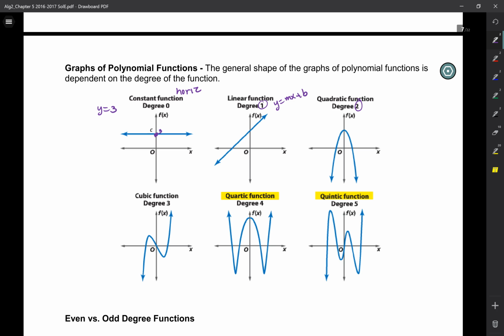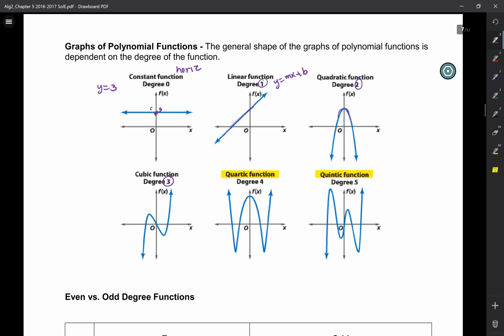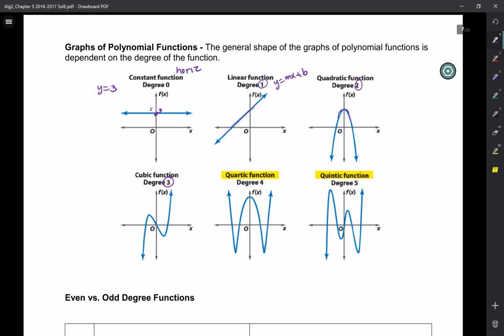Now, what if you have a cubic function with a degree of 3? Let's see the pattern. This one is going up or down like this. When you have a degree of 2, there is a point where the function turns around. You see that? When you have a degree of 3, how many times does it turn around? Twice, right? It turns around twice.